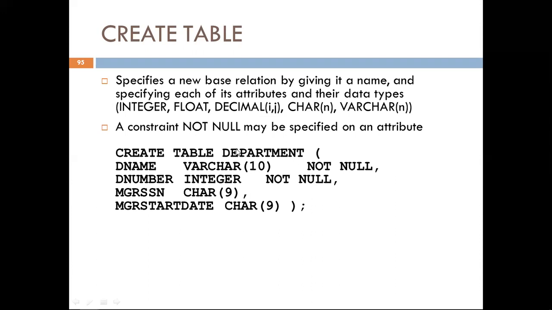So the various attributes in the department table include the name of the department, which is not null, department number, which is an integer and again should not be null, MGRSSN, that is a character. MGRSSN means manager SSN, and manager start date. So these are the attributes of the department table and a few attributes are not null. Again, not null is another sort of rule on the database. Hence it is also called a constraint or part of a constraint.